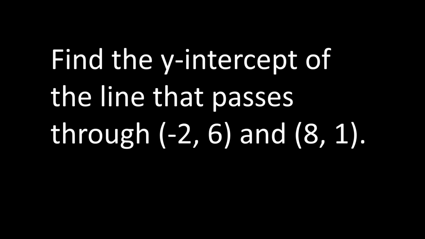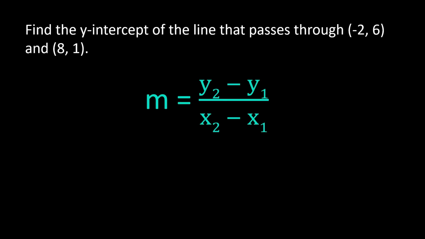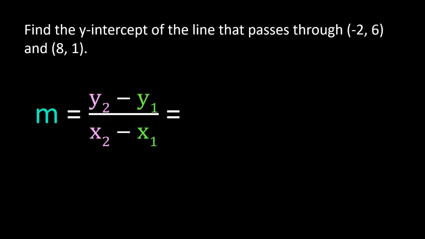We're going to find the y-intercept of the line that passes through -2, 6, and 8, 1. And the first thing I want to do is calculate the slope. And we're going to do that using the formula y2 minus y1 over x2 minus x1 equals our slope. So I'm going to label the 2 points that I have. I'm going to label one of them as my x1, y1, and the other as x2, y2.